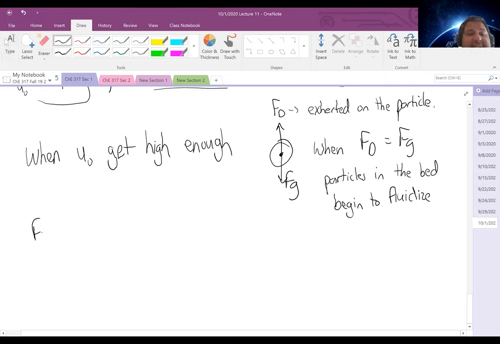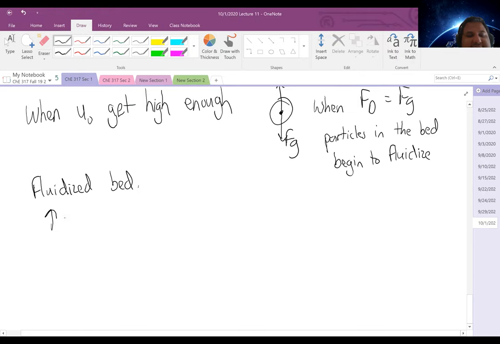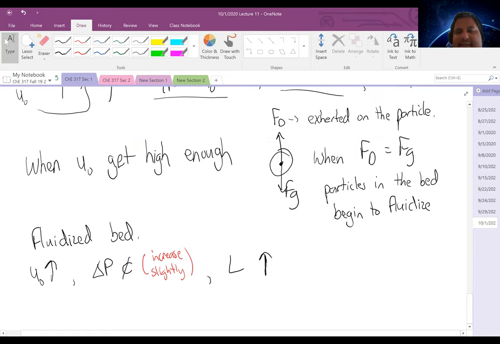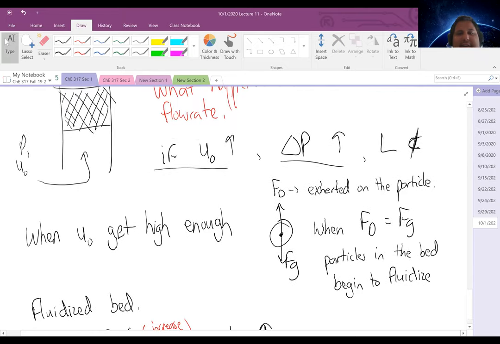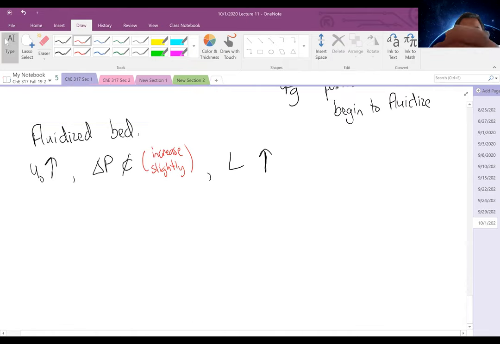And what we find is in a fluidized bed, increasing the velocity results in negligible change. Now, I will say it will increase slightly. However, comparatively to a packed bed, the pressure drop change once you achieve a fluidized bed is very minimal. However, what we find is the bed length will increase with a continued increase in velocity. And so increasing this essentially drag force exerted onto the particles causes a net upward motion of our particles, and you end up with what's known as an expanded bed.